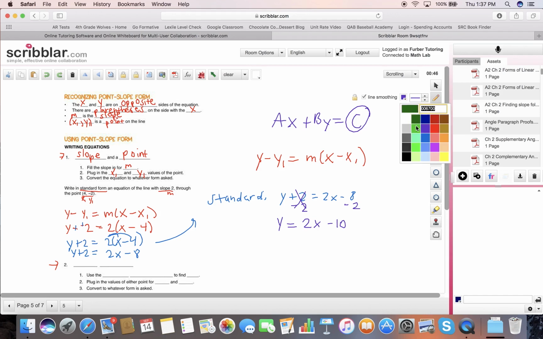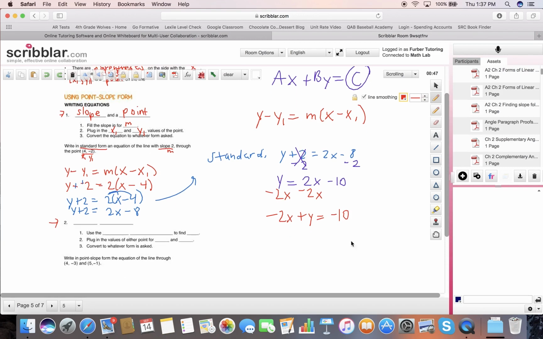So I'm going to do that by subtracting 2x, and that presents a problem because when it's in standard form, I'm not supposed to have an x term that's negative, and I do. So in order for me to get rid of that, I'm going to have to multiply everything by -1. So the -1 times -2 is going to become a positive 2. The -1 times y is going to become -y. And the -1 times -10 is going to become positive 10. So there is my standard form of this equation, okay?